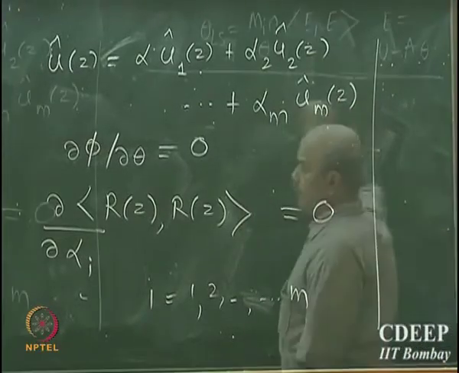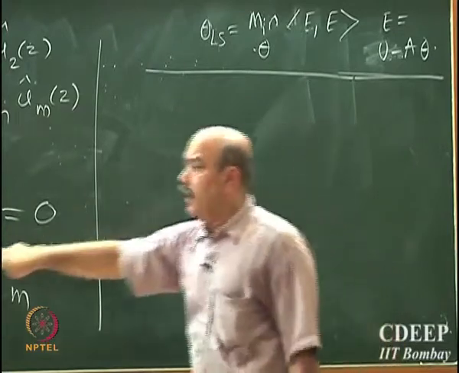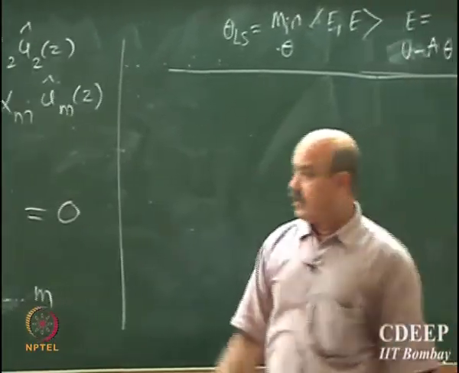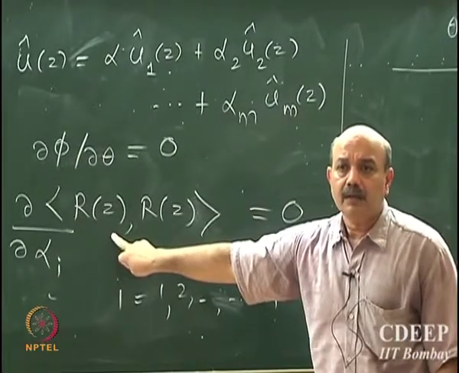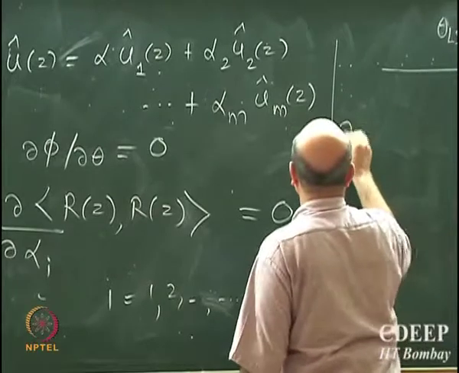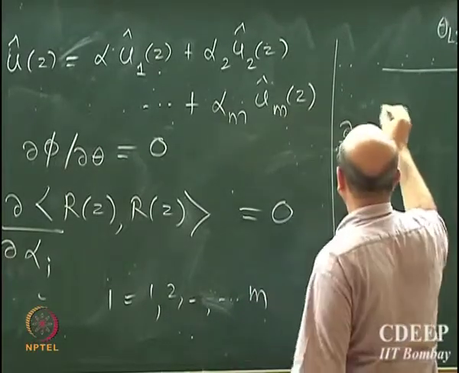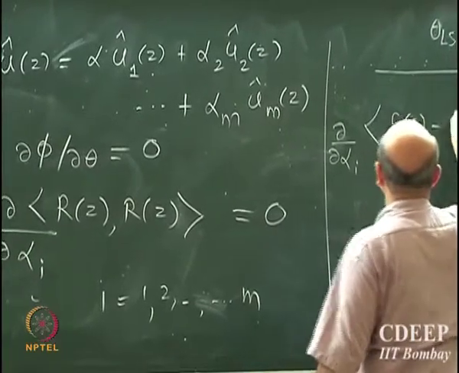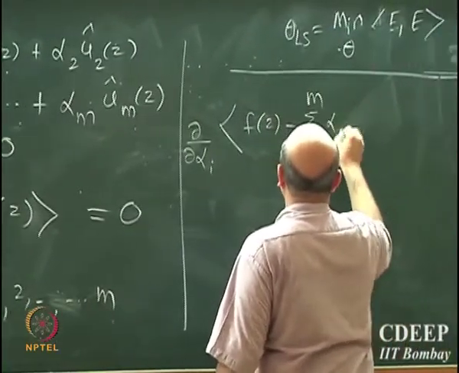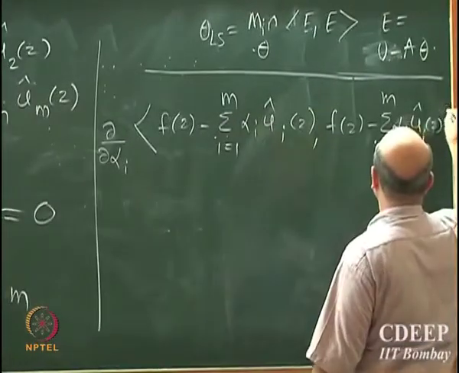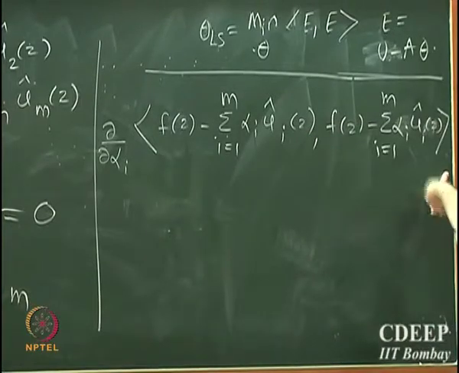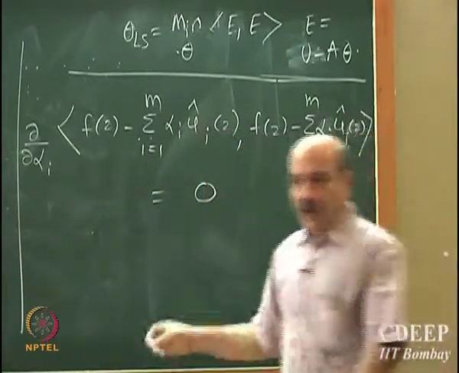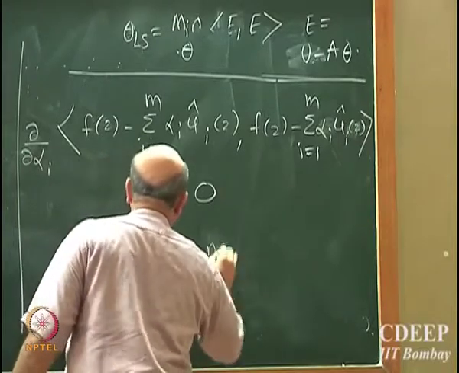Okay, if I solve for this, what do I expect to get? See, what is Rz here? So you have to actually solve this problem of dou by dou alpha I, okay, into what is this? This is Fz minus summation I going from 1 to m alpha I u cap I, right? What is Rz? Rz is Fz minus this, right? This equal to 0, okay? And this equation you have to solve for I going from 1 to up to m.